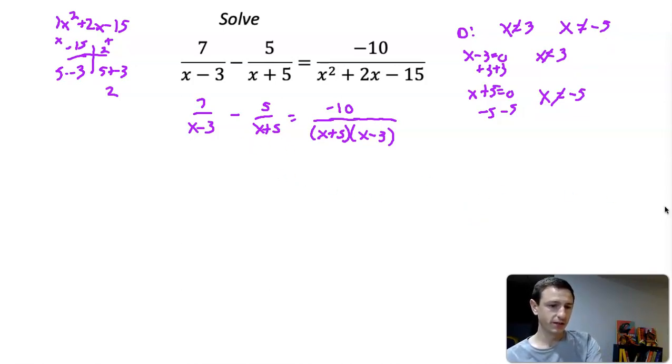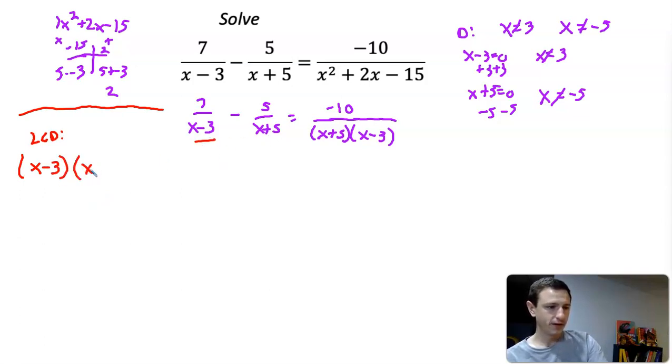Our next step is actually starting the process of solving this. In order to solve this, we want to identify a least common denominator. So x minus 3 is going to be a part of that conversation, and x plus 5 is going to be a part of that conversation also. Then over here I have x plus 5, x minus 3, so those are the same as our other two denominators, just multiplied together. That's completely fine. And we can now multiply by our least common denominator.